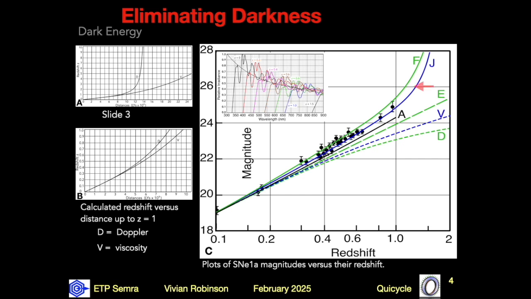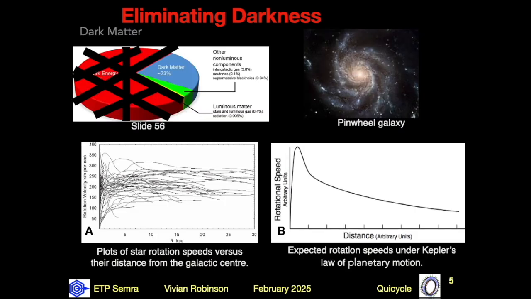Curve J and its calculations show there is no dark energy. The universe is not even expanding, let alone expanding at an accelerating rate. That gets rid of dark energy. It still leaves dark matter. It was predicted from galaxy rotation.